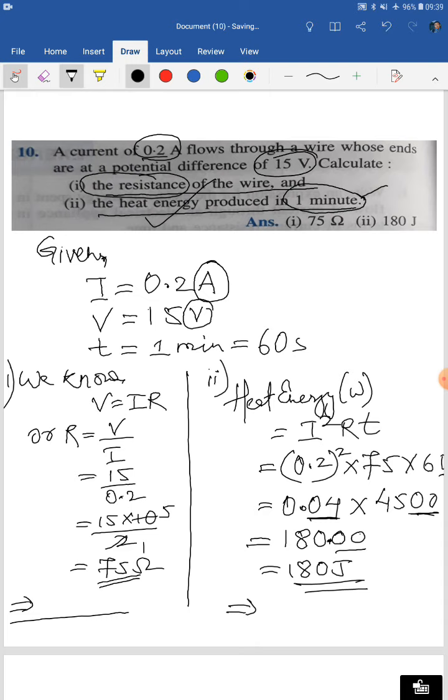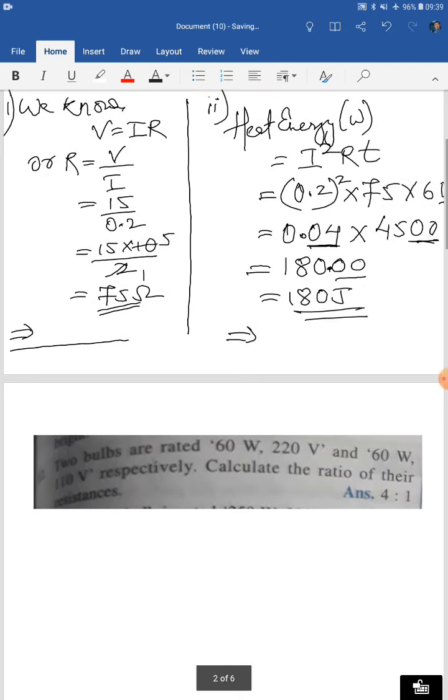So I have started with a very basic and simple numerical today. Slowly we'll be progressing to the harder ones. Now let's move to the next question. Let's see which question I have put here. I have put here question number 12.